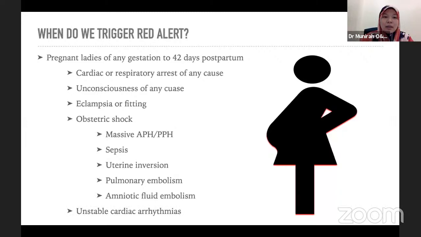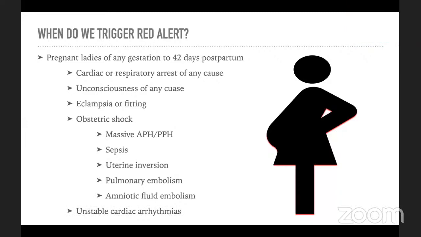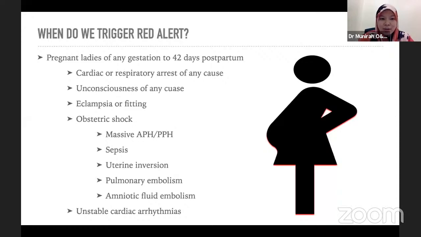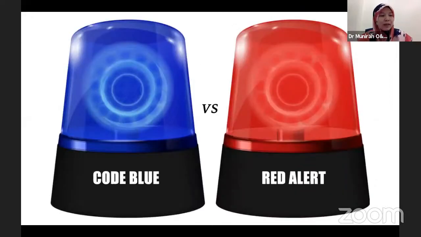There is an overlap between very specific obstetric cases such as eclampsia, and medical conditions or other causes such as cardiac arrhythmias, unconsciousness, or cardiac or respiratory arrest. Hence the need for a multidisciplinary team response. However, going back to cardiac or respiratory arrest of any cause, one may wonder what the difference is between a code blue and a red alert. As we know, code blue is a quick response to any cardiac or respiratory arrest for members of the public.